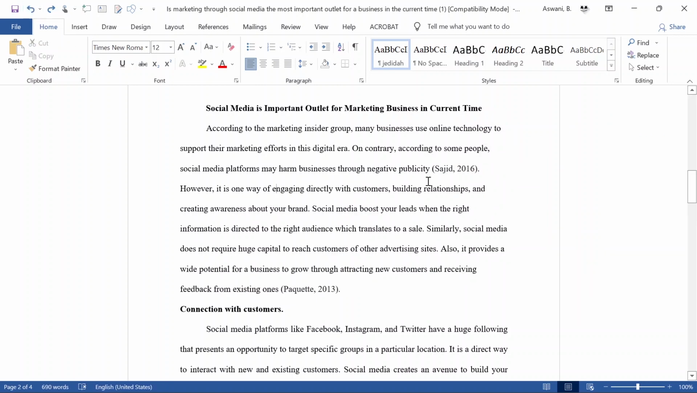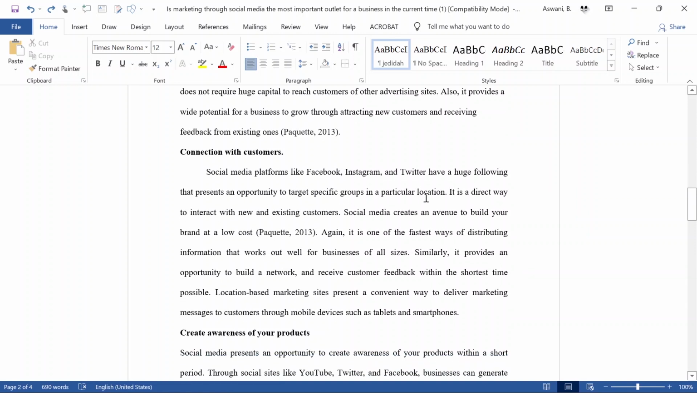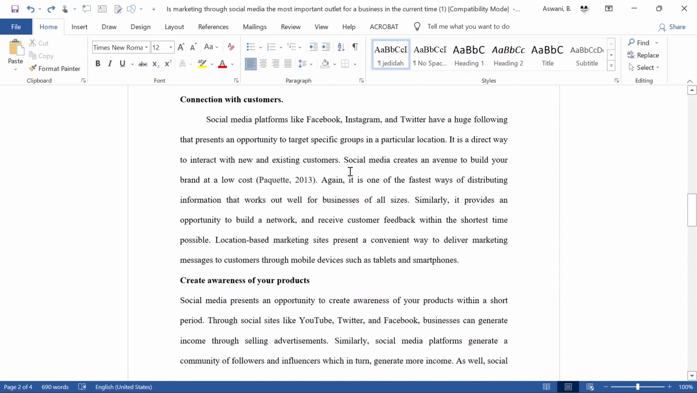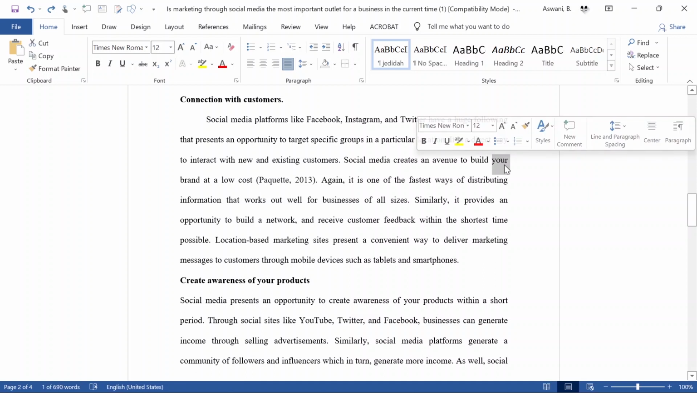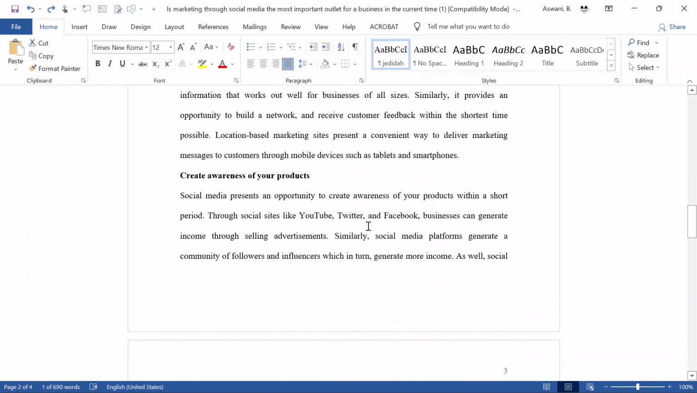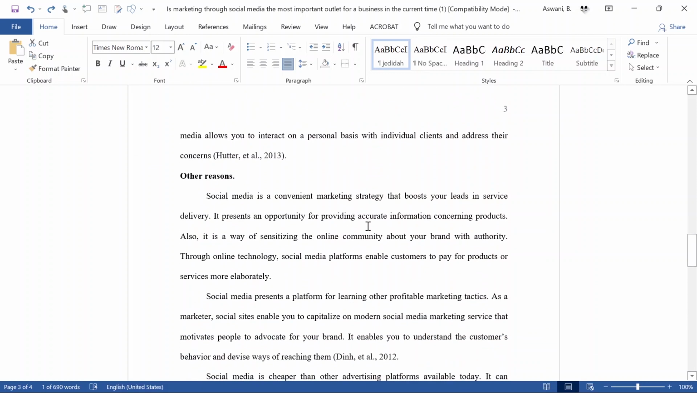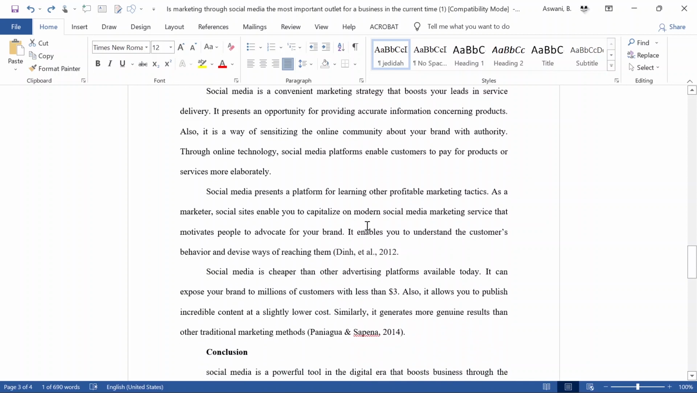However, it is one way of engaging directly with customers, build relationship, and let me look at passive voice. Presents an opportunity to target specific groups in a particular location. Is a direct way to interact with new and existing customers. Media creates a revenue, build your brand. Yeah, in academic writing, as we shall see, you're not supposed to be using first and second person pronouns. Again, it's one of the fastest ways that works well. Okay, provides. I don't think this was the essay, but anyway, we'll be seeing more of these passive voice issues.